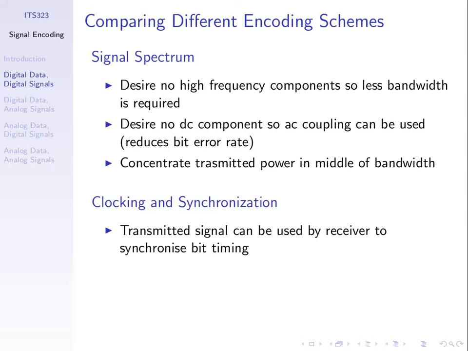Which one's best? What are the advantages and disadvantages? Well, quite quickly, there are issues with synchronization. Some encoding schemes can help with synchronization, others cannot. Some encoding schemes, when we transmit the signal using that encoding scheme, use more spectrum, more bandwidth than others. We want to use as little bandwidth as possible, but some use more bandwidth than others.